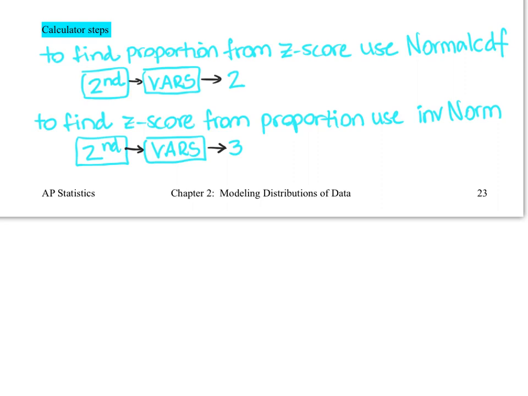The feature that we use on the calculator in order to find the z-score from the proportion, we're going to go back to second vars, but this time we're going to choose number 3 for inverse norm.